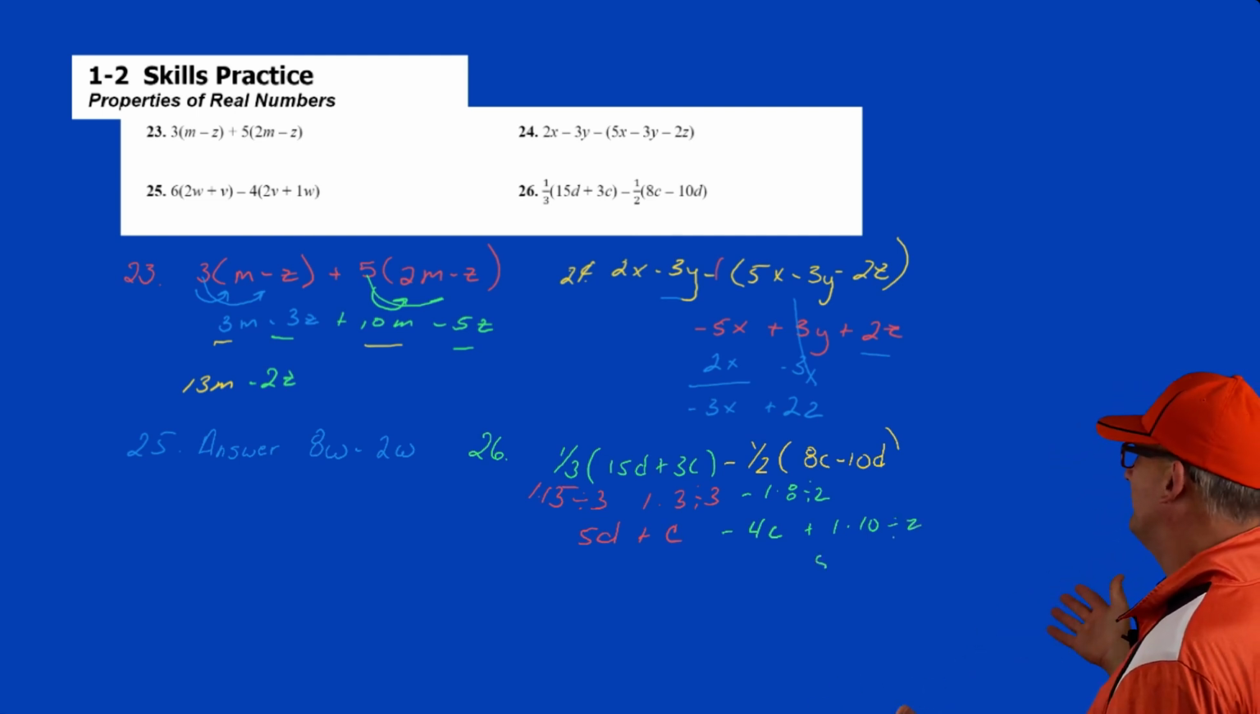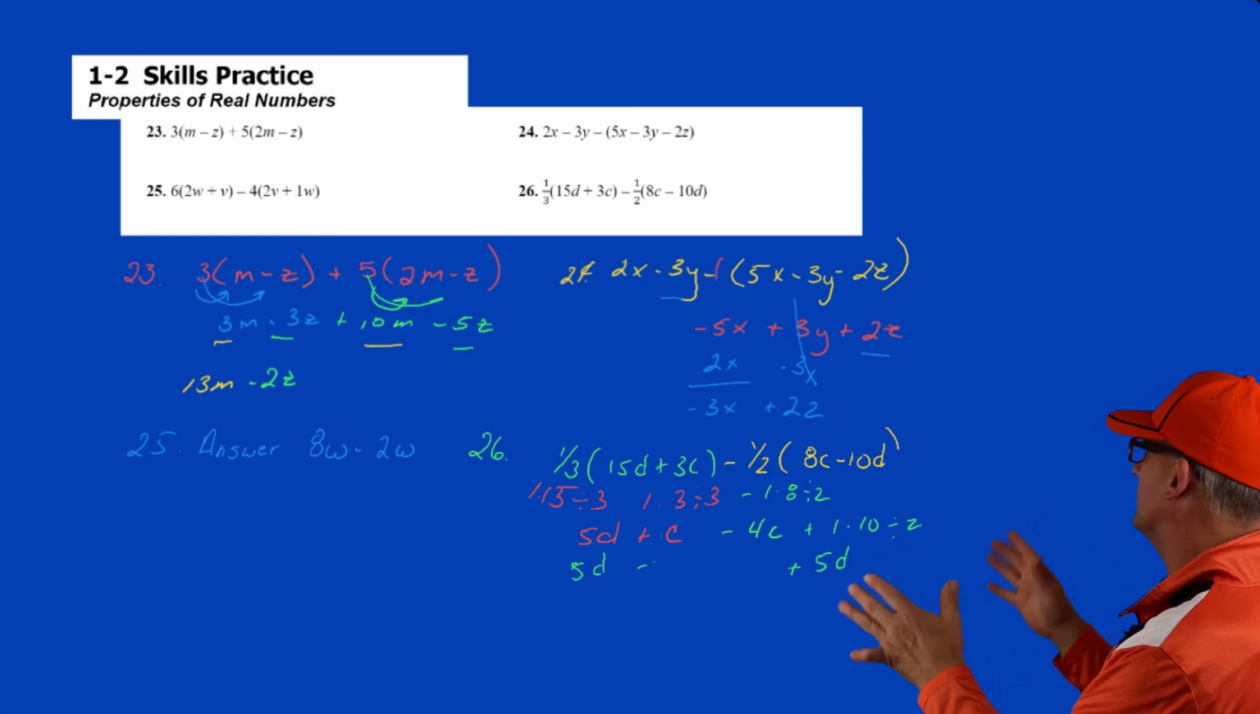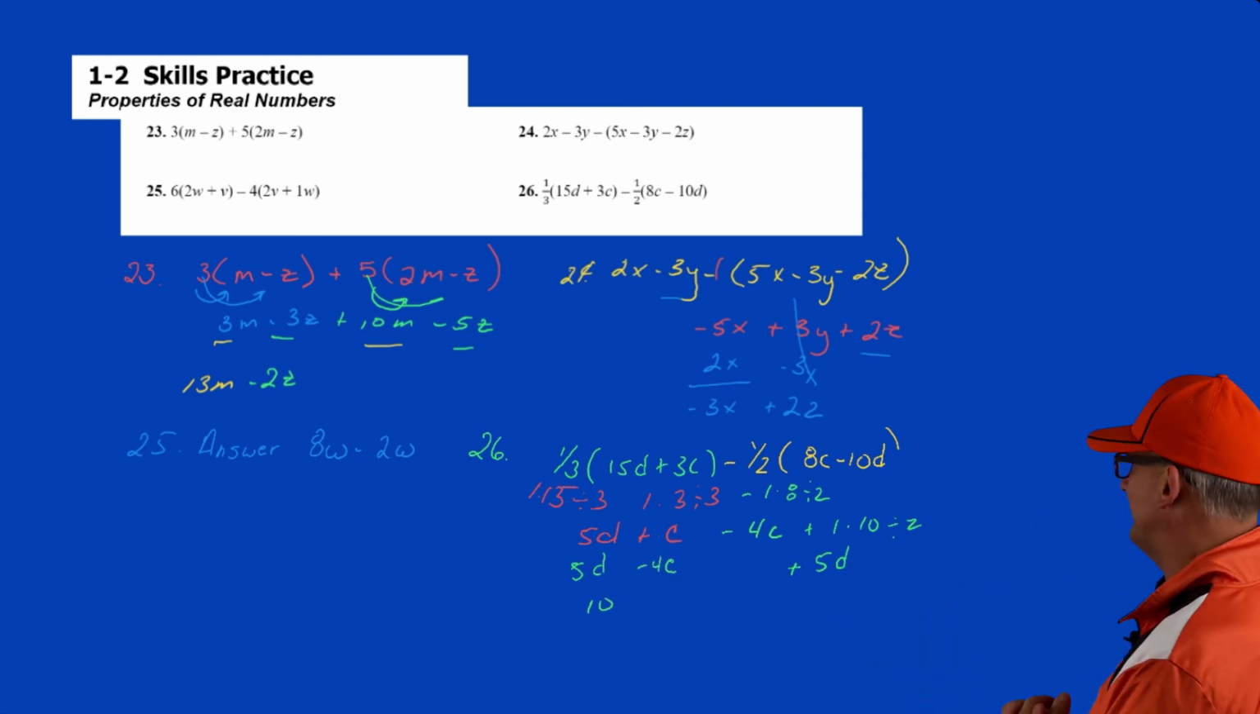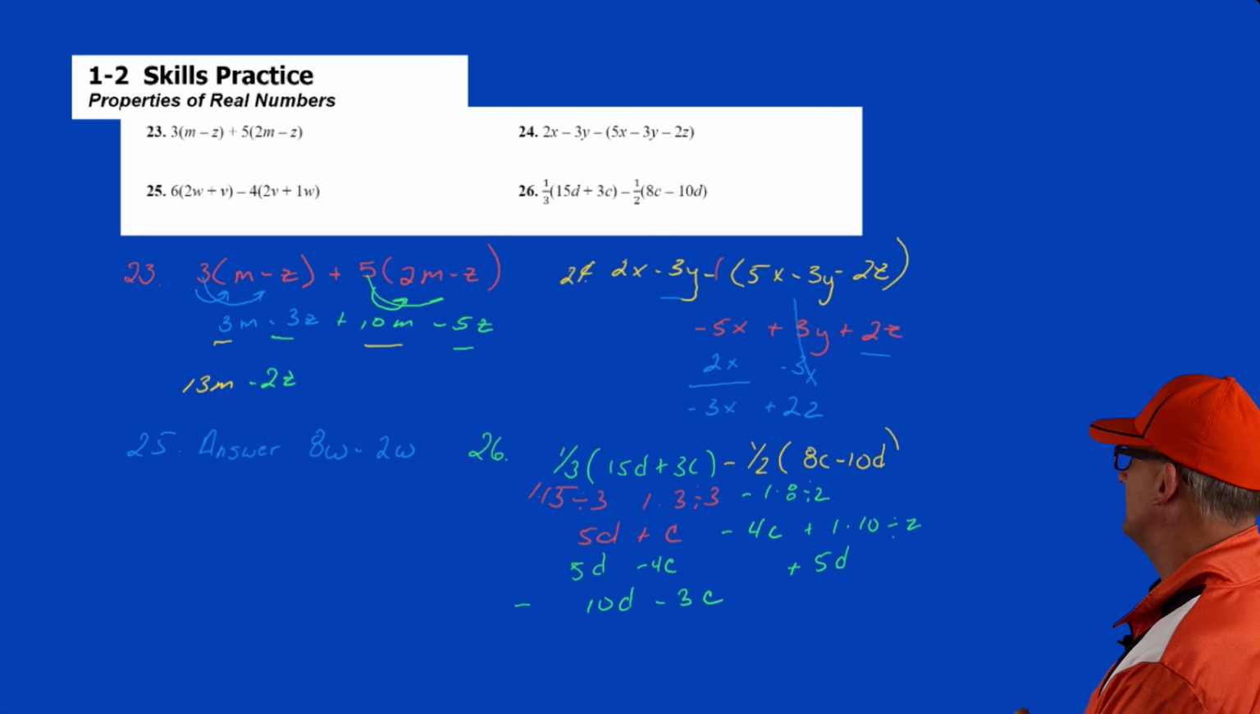So there it is. So if you have this aversion to fractions, hopefully not any longer. Otherwise, what do you want me to say? All right, so in the end, what do we have? We have 10d minus 3c when it's all said and done, okay?